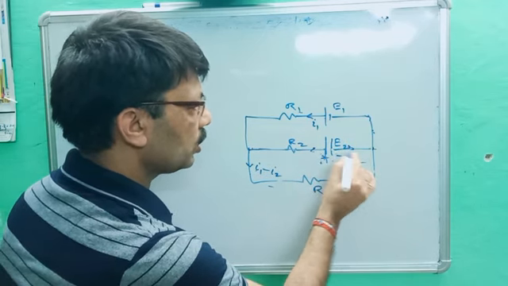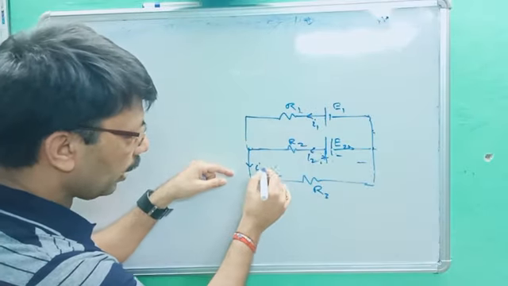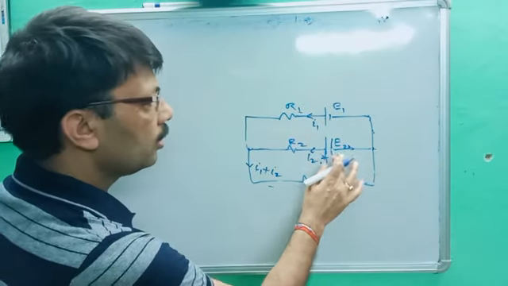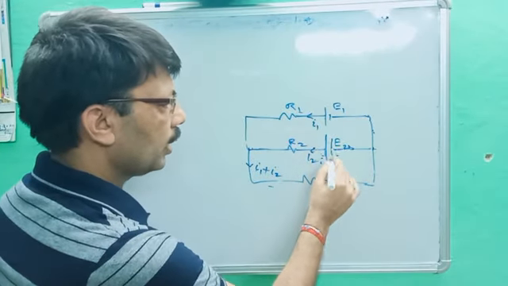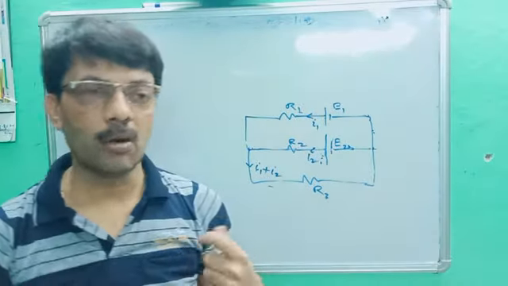This is positive, this is negative, and this current is I2. This is I1, this is I2, so it will be I1 plus I2. Okay, so this is the first point. First I have made the distribution of current like this. Now you have to decide the loop. It could be clockwise or anti-clockwise.